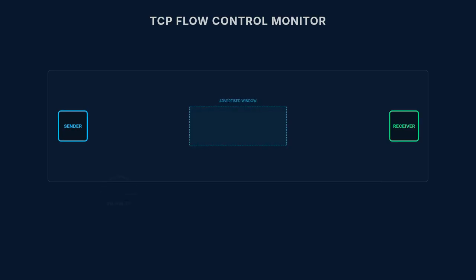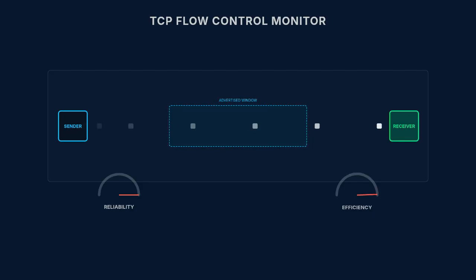This continuous adjustment is what keeps the communication efficient. If the receiver slows down and advertises a smaller window, the sender automatically reduces its sending rate. If the receiver speeds up, the sender takes advantage of the increased window size.